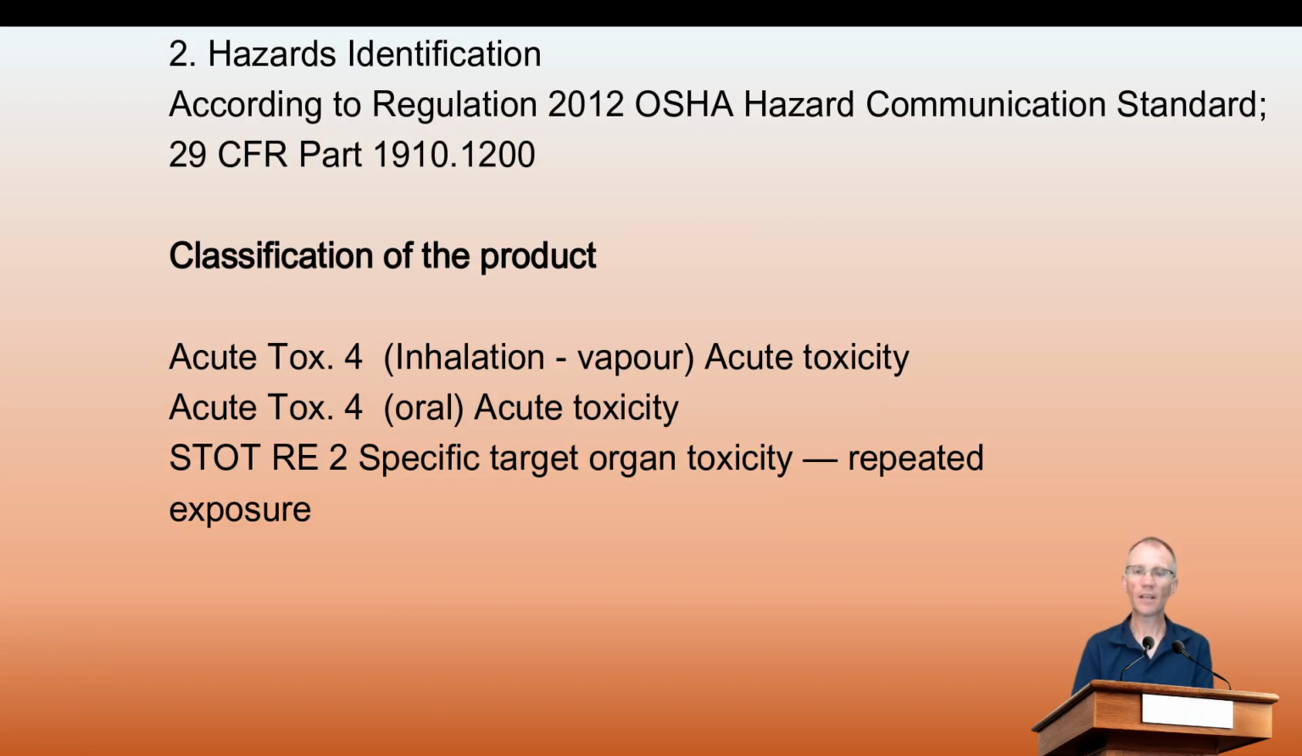In our next section of the SDS sheet on the Termidor SC insecticide termiticide label, we're going to have Section 2, Hazards Identification. According to Regulation 2012 OSHA Hazard Communication Standard 29 CFR Part 1910.1200, classification of the product. The acute toxicity is a 4, inhalation vapor for acute toxicity, acute toxicity 4 for oral acute toxicity.